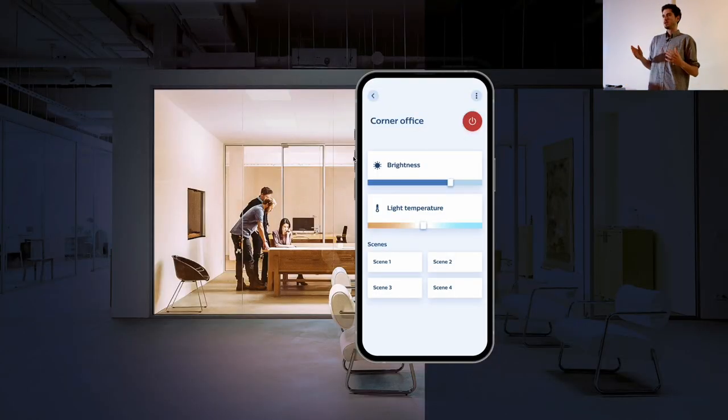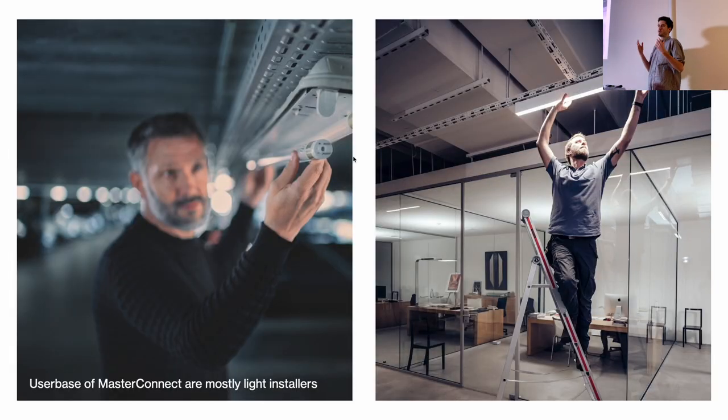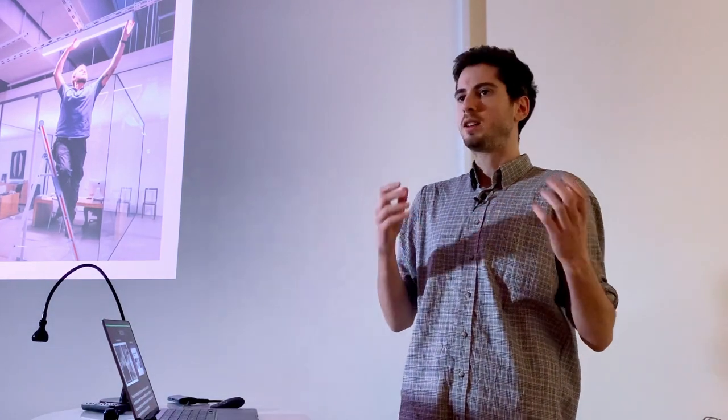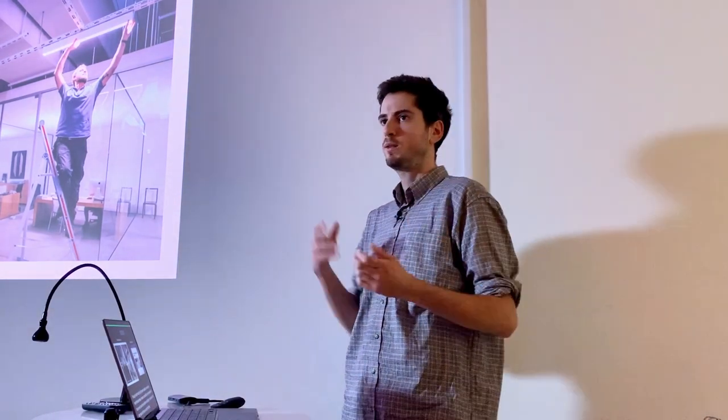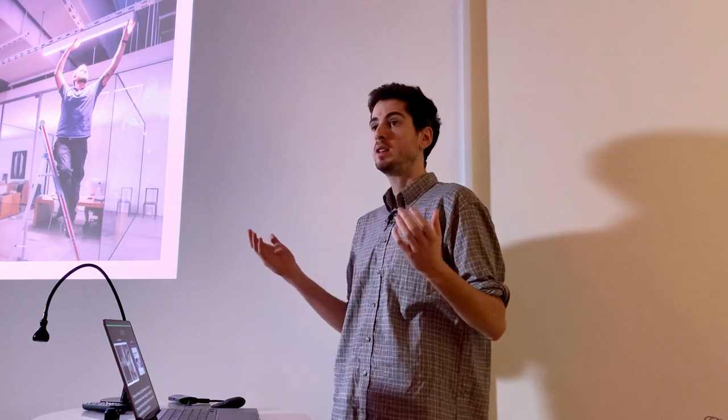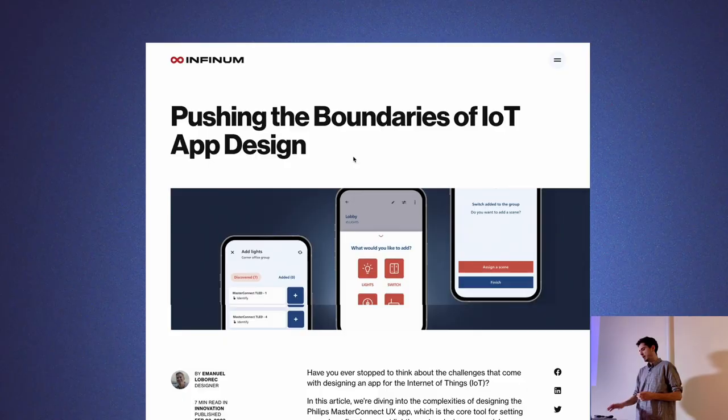And using Master Connect, the app, and the universe of products, up to 75% of energy is saved compared to conventional lighting. And the app is used mostly by the light system installers, so we have a very limited user base. However, accessibility is important even for them, because most of the time they're either on a ladder or using a tool in the other hand while using the phone with the app. So accessibility is important for them as well.